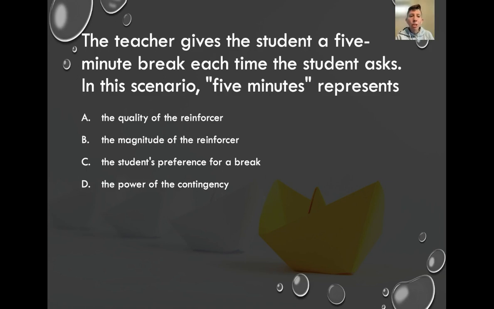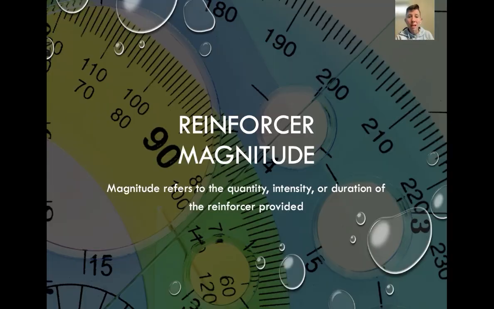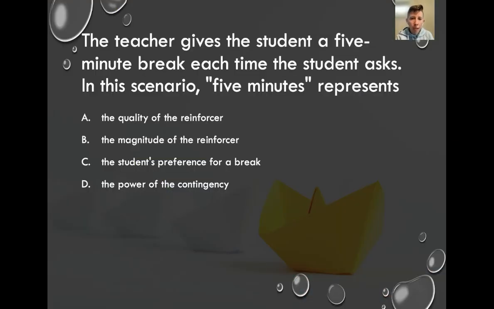So the answer is actually B, the magnitude of the reinforcer. And this is why. Magnitude refers to the quantity, the intensity, or the duration of the reinforcer provided. Looking back at our question, a 5-minute break, the 5 minutes part of that refers to how many minutes of break the person gets. And so we're talking about magnitude.